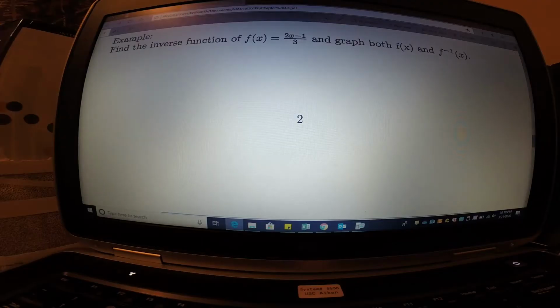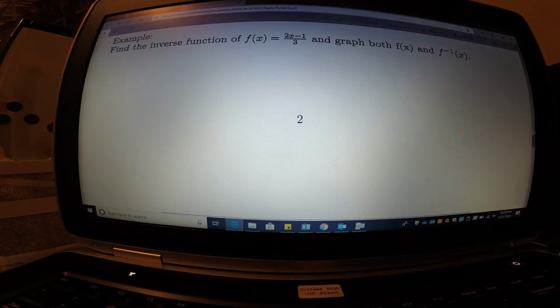Alright, next example says, find the inverse function of f of x equals 2x minus 1 over 3 and graph both f and its inverse. Okay, so let me write this up on the board real quick. F of x equals 2x minus 1 over 3. Okay, I'm going to move you back here so you can see what's on the board.